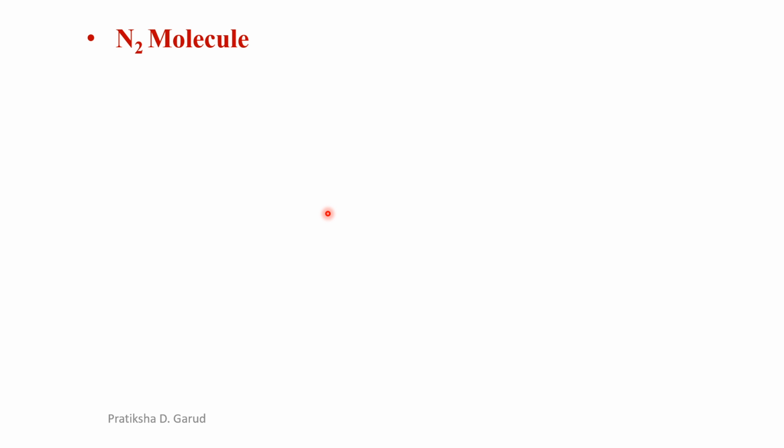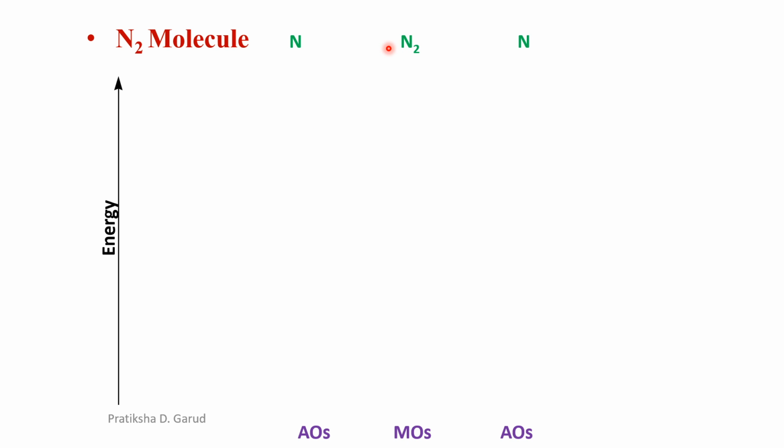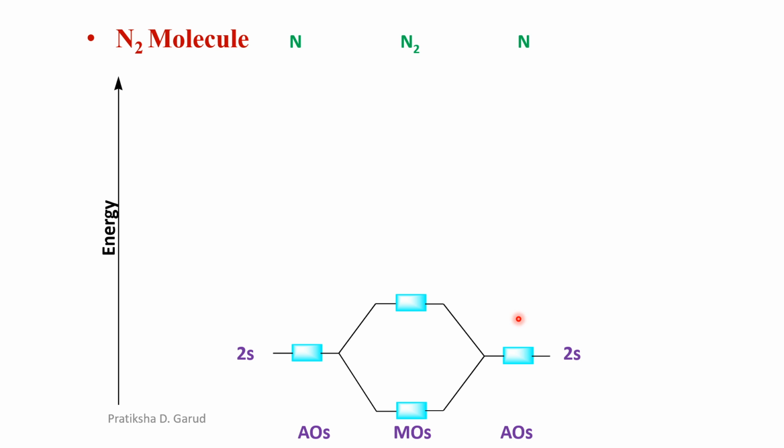In the nitrogen molecule, the diagram is drawn across the energy axis, that is the increasing energy. On one side we have the atomic orbitals, on the other side also the atomic orbitals, and at the center the molecular orbitals. The atomic orbitals are for the first nitrogen and the second nitrogen, whereas the molecular orbitals are for the nitrogen molecule. Then at the lower side, we have the MO energy level diagram for the 2s atomic orbital of the first nitrogen and the 2s atomic orbital of the second nitrogen. As there are two atomic orbitals, there should be two molecular orbitals. The lower, that is the bonding, is sigma 2s, and the upper, that is the anti-bonding, is sigma asterisk 2s.